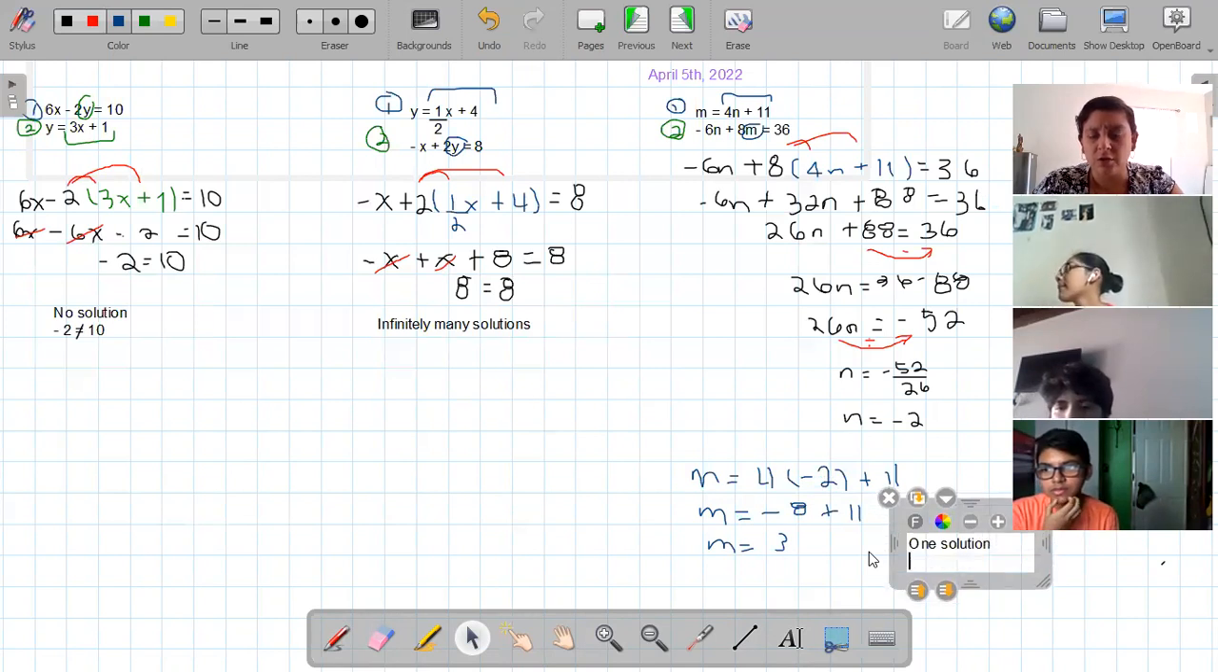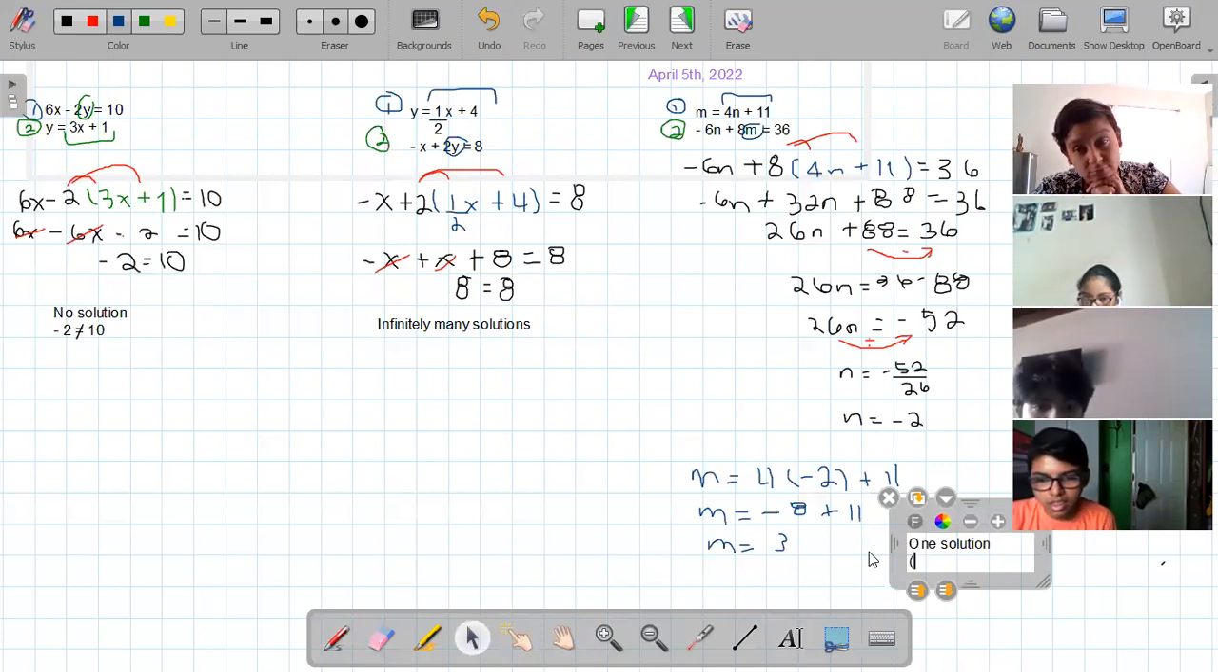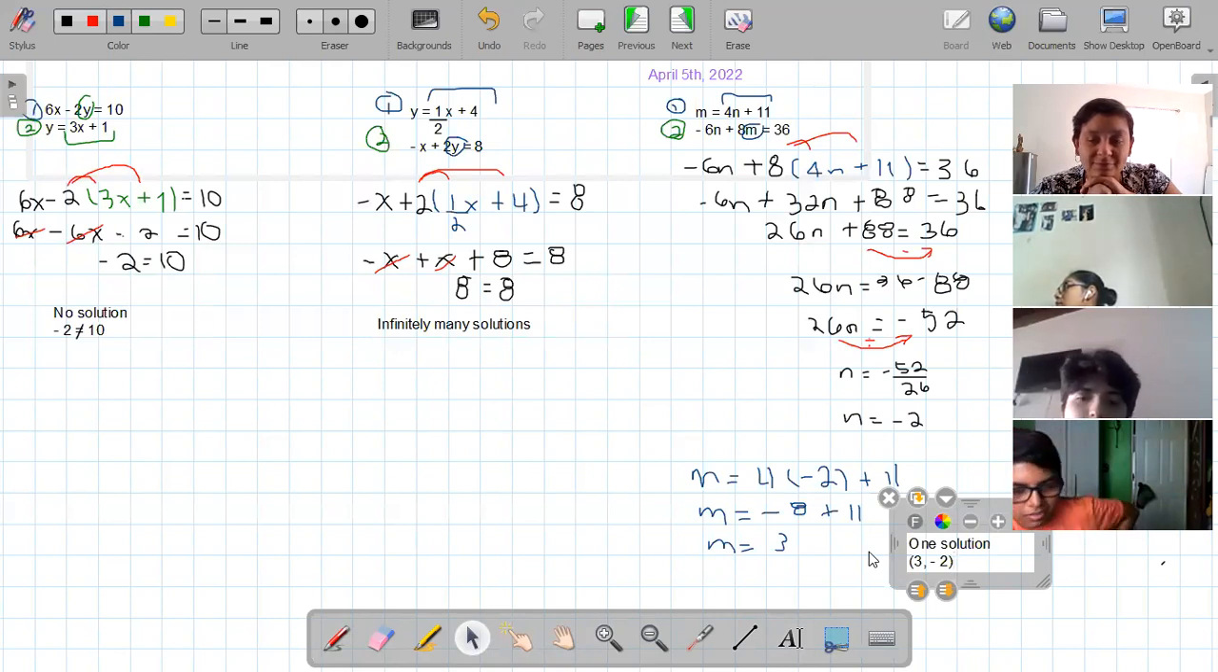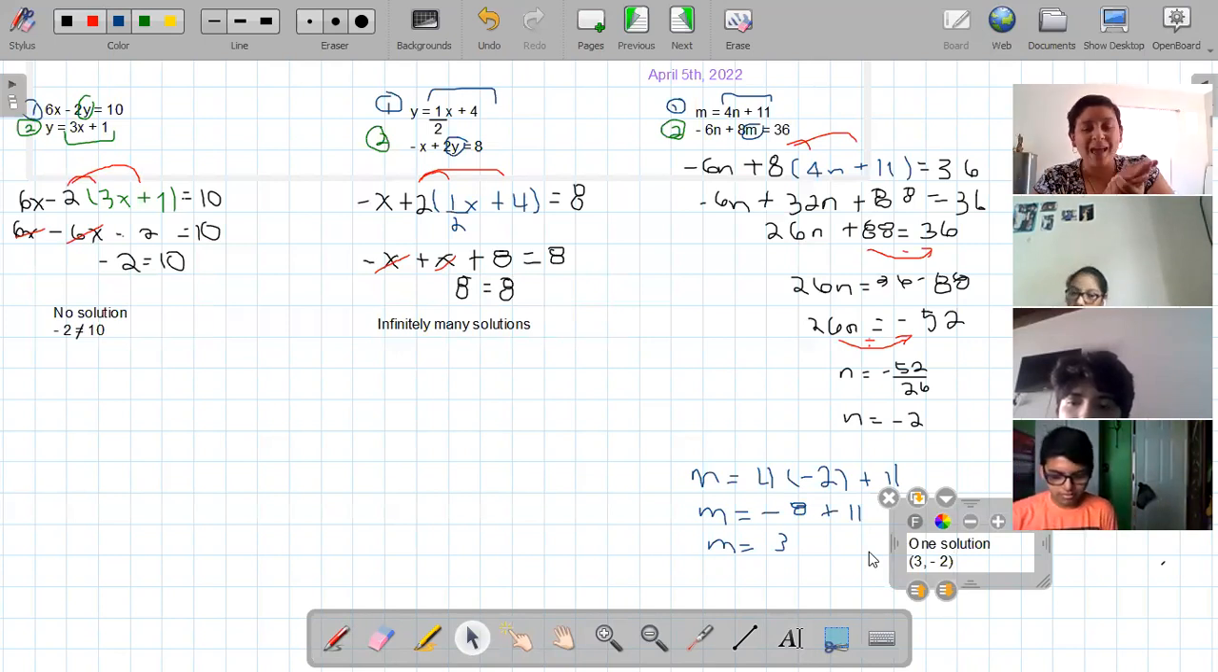And what is the solution? In this case, we don't have x comma y. So what is the solution in this case? I guess it's 3 comma negative 2. Why is that? I guess it's by alphabetical order. Exactly, because we need to follow the alphabetic order. So it is m comma n, because in the alphabet, m comes before n. So yes, it is 3 comma negative 2.